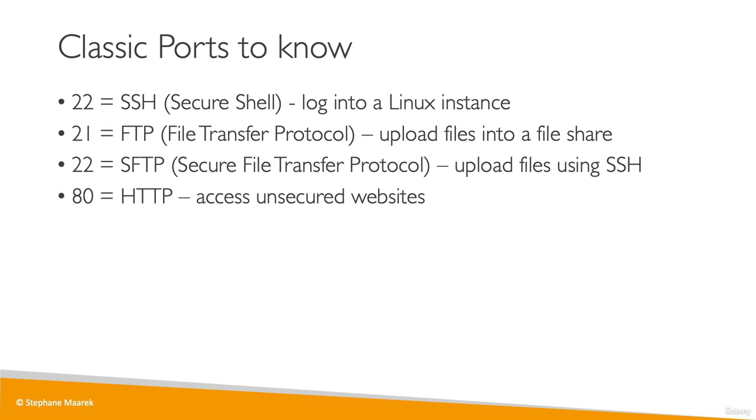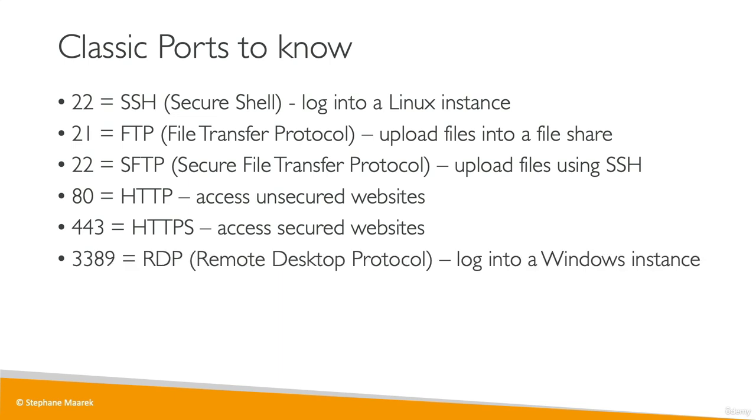And you've seen this whenever you go on the internet and you enter http:// and then the address of the website. And you've seen most likely a lot more like this. You've seen HTTPS, which is to access secured websites, which are the standard nowadays. And for HTTPS, it is port 443. Finally, the last port you need to remember is 3389 for RDP, or the Remote Desktop Protocol, which is the port that's used to log into a Windows instance. Okay, so 22 is SSH for a Linux instance, but 3389 is RDP for a Windows instance.